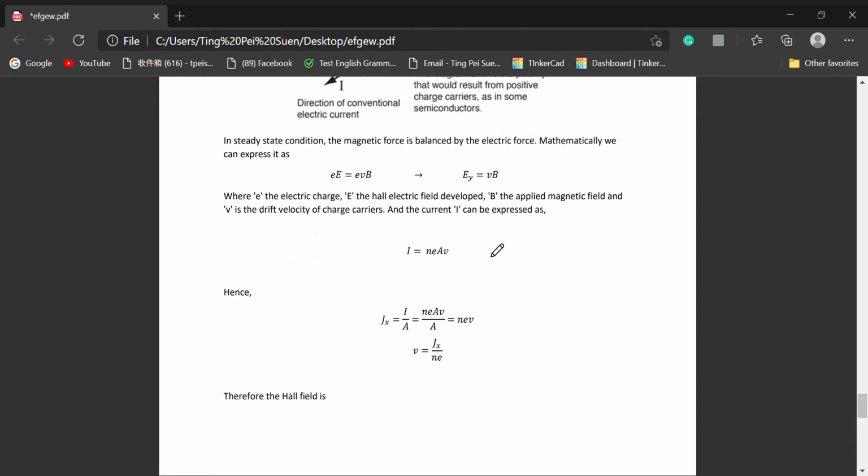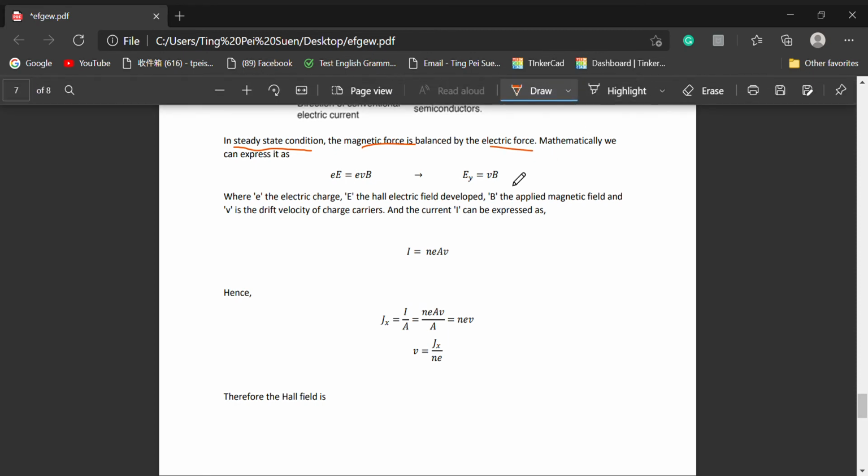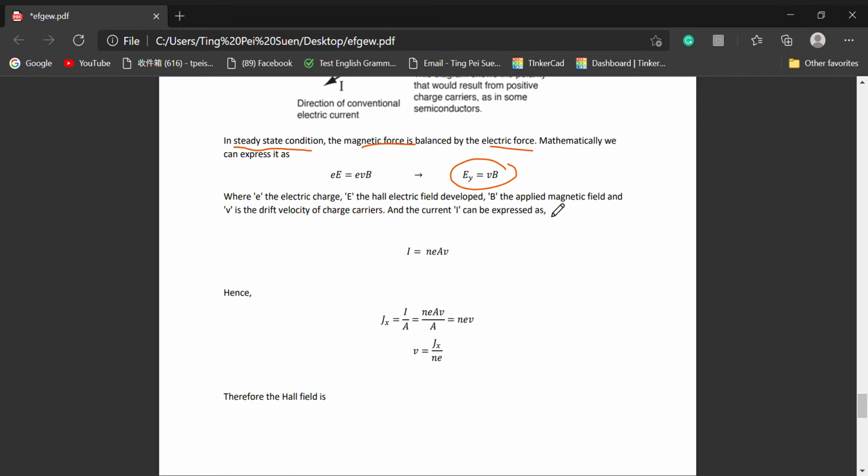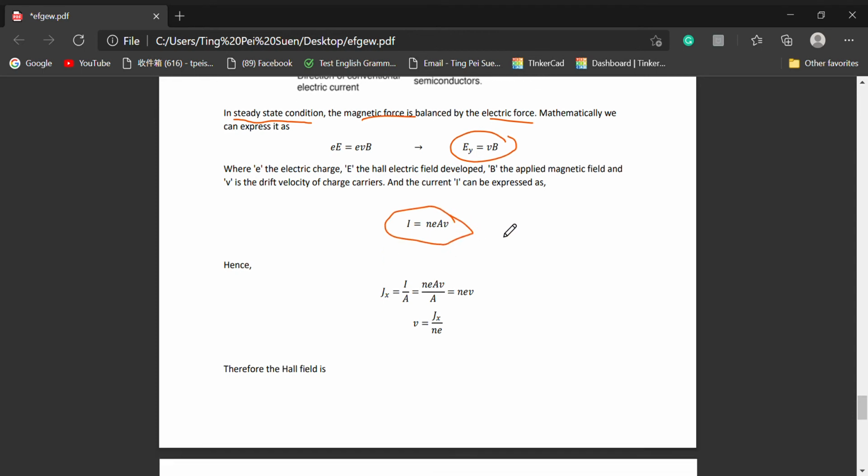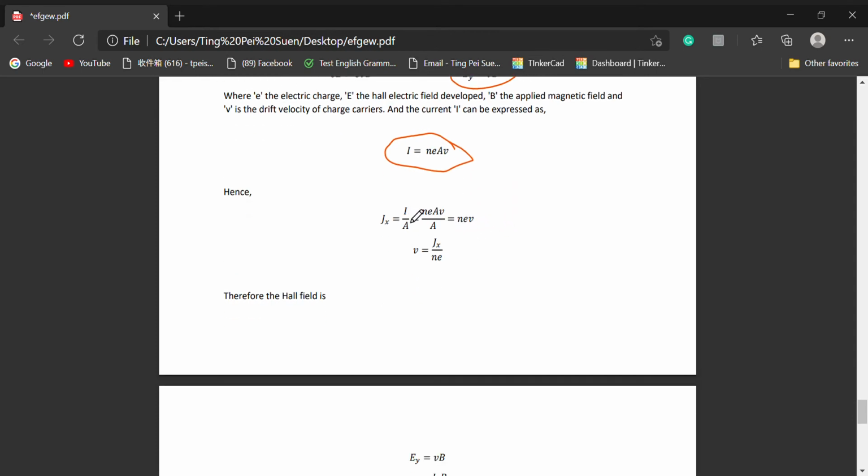Besides that, to calculate the carrier concentration, we assume that it is in a steady state condition, which means the magnetic force is balanced by the electric force. And we will get the formula E equals vB, where E is the electric field, B is the magnetic field, and v is the drift velocity of the charge carrier. And the current is given by the formula I equals neAv, and the current density is given by I divided by area, and we will get v equals J divided by ne.